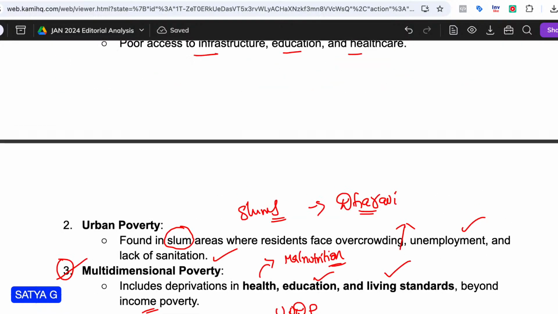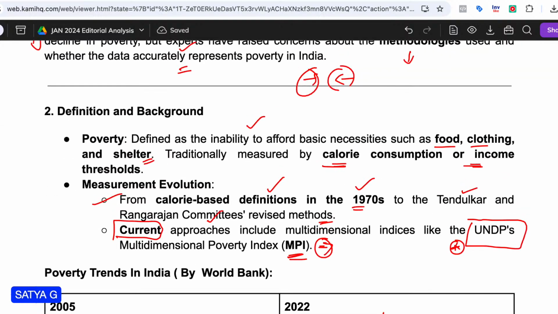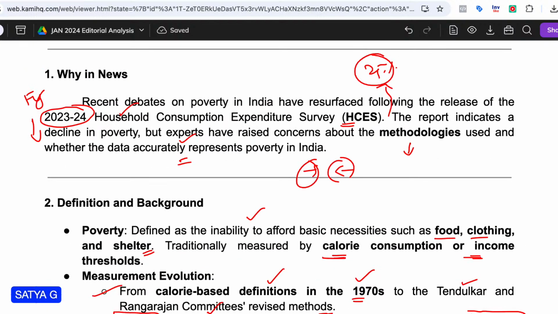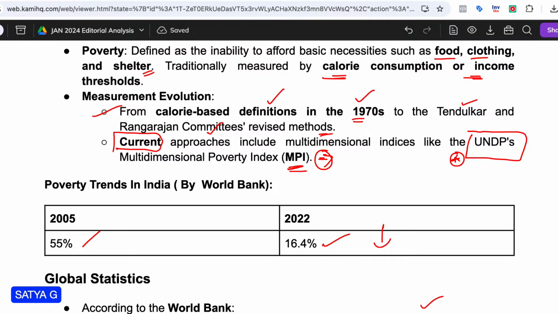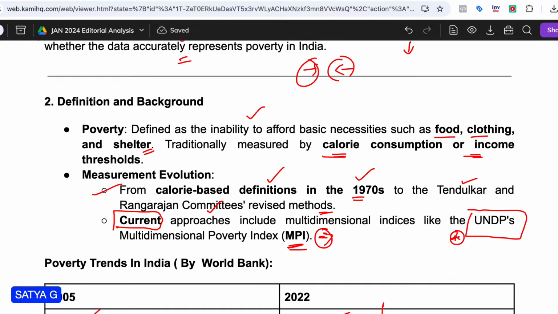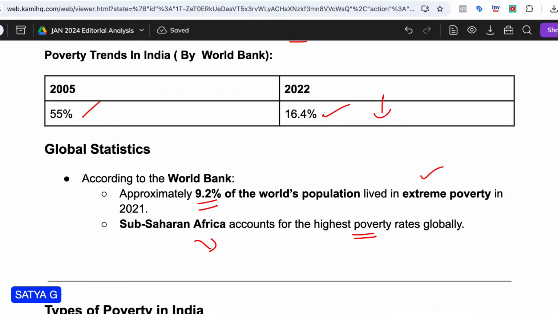So this is the background. Let me go through once again what we discussed. We discussed the 'why in the news'. Whenever you are starting a question, you need to start with the survey, right? Survey is very, very important. That is the one, and then the basic definition and some of the statistics.